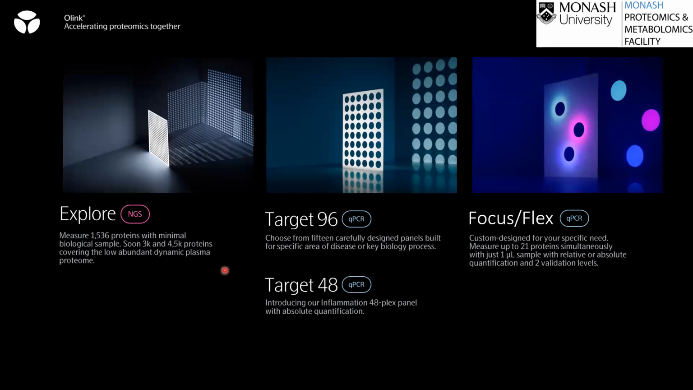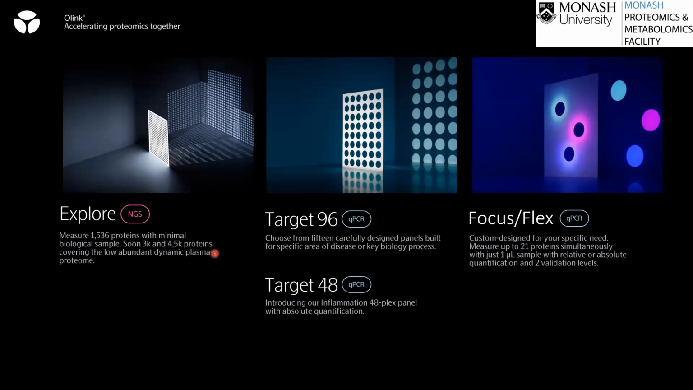On that slide, I show the different panels that we have for Olink. Starting from the left here, it's called the Explore panel. These are usually for large discovery studies. I think this is an old slide. Currently we can measure up to 3,000 proteins, but Olink is working towards a new Explore panel that can measure up to 5,000 different proteins.